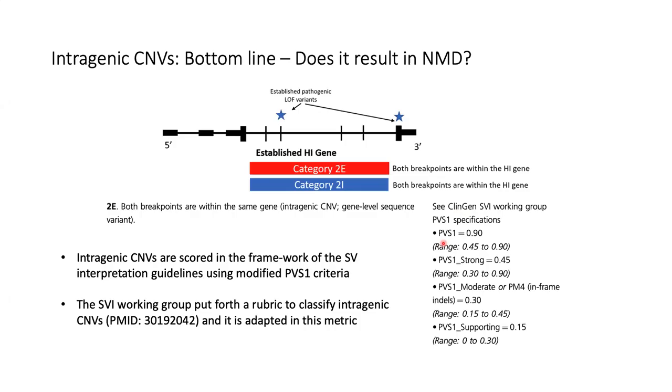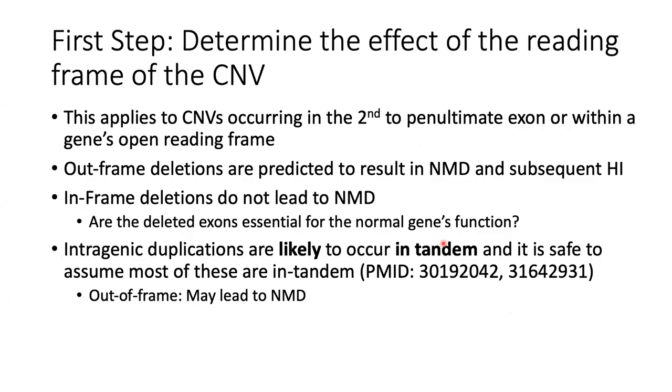So where do we start? The first thing that we have to determine is whether the deletion or duplication will lead to a frameshift or will be in frame, and whether those will lead to nonsense-mediated decay, as opposed to a protein that is missing a piece for the in-frames, or a truncated protein product.